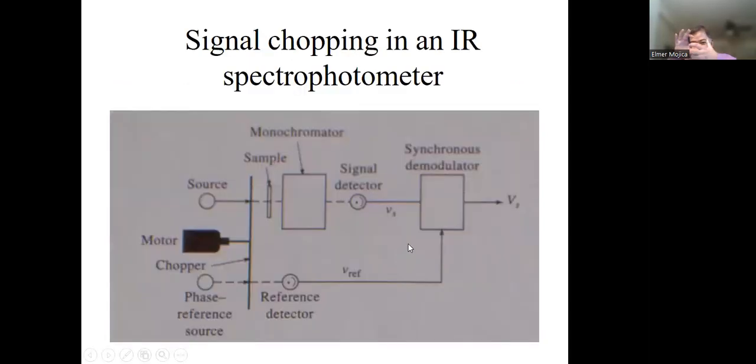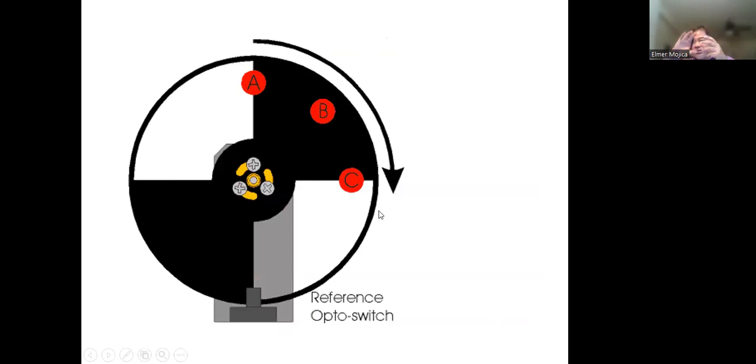As for the chopping, when we go to the IR, what it does is just a rotating wheel. So light, then it blocks the light, and then light again. So when it rotates, in doing that, it minimizes the noise coming from the sample. And only the signal of the sample goes to the transducer.